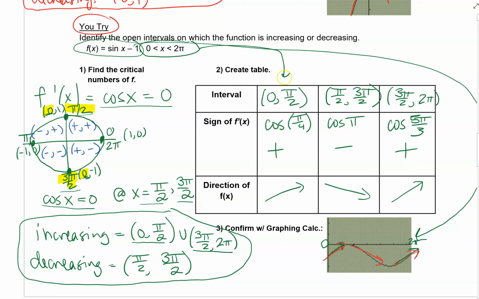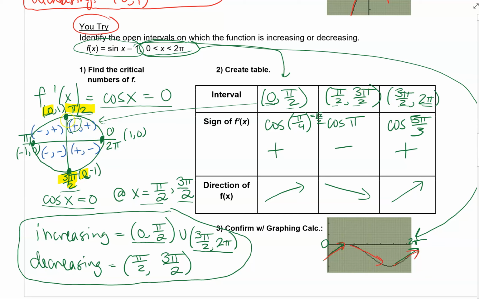So those are my critical points. So I took this domain of 0 to 2 pi and split it up over pi over 2 and 3 pi over 2. So 0 to pi over 2, that's quadrant 1 on the unit circle. Cosine is positive in quadrant 1, so you can evaluate it. You could maybe pick, say, pi over 4, and that's root 2 over 2, which is positive. Or you can just know that cosine's positive between 0 and pi over 2 from the unit circle.